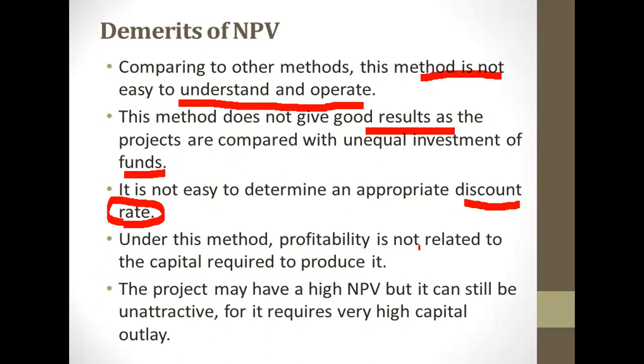Under this method, profitability is not related to the capital required to produce it. The project may have a high NPV, but it can still be unattractive, for it requires very high capital outlay. So sometimes we see the projects having a high net present value, but still the project may be unattractive. Why? Because it requires very high capital outlay, means more cost you may have to spend. So because of that reason, it may seem to be unattractive despite having high net present value.